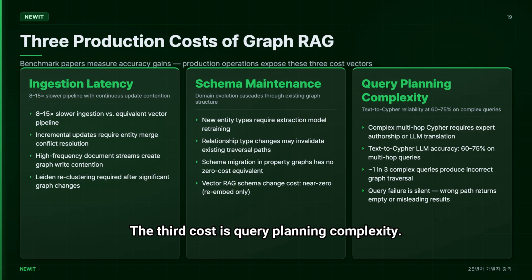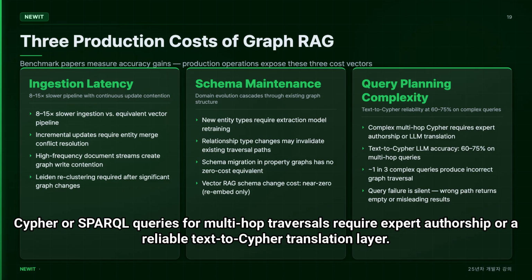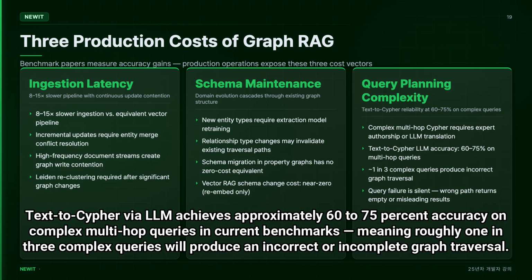The third cost is query planning complexity. Cypher or SPARQL queries for multi-hop traversals require expert authorship or a reliable text-to-Cypher translation layer. Text-to-Cypher via LLM achieves approximately 60 to 75% accuracy on complex multi-hop queries in current benchmarks, meaning roughly 1 in 3 complex queries will produce an incorrect or incomplete graph traversal.